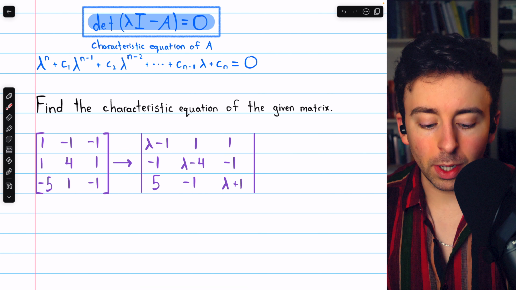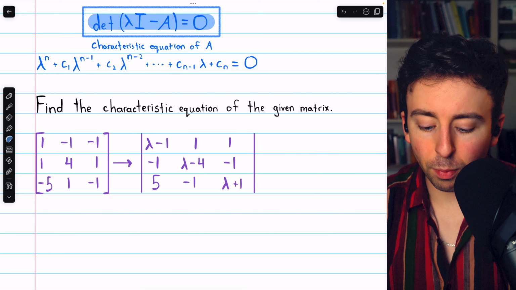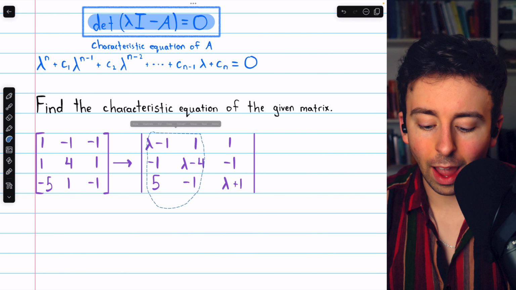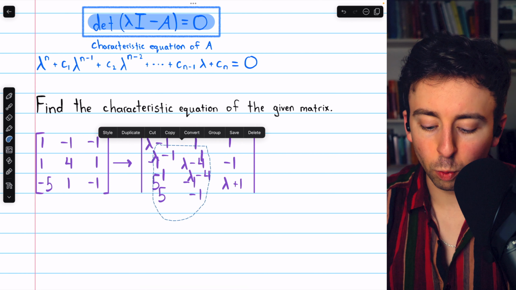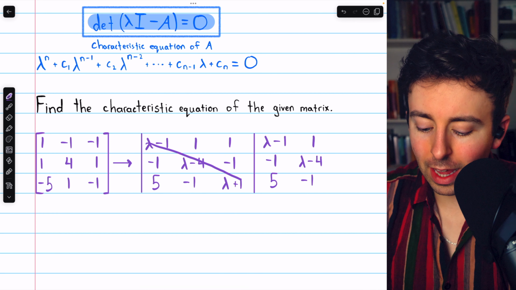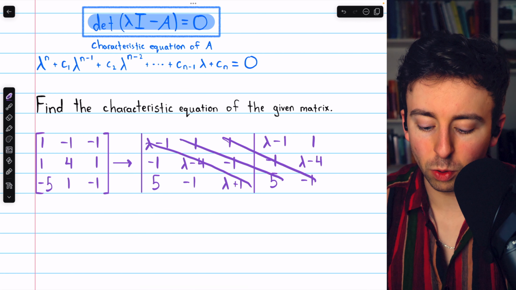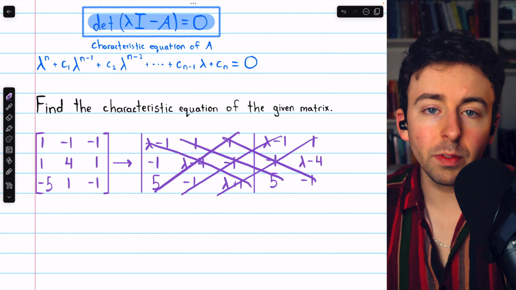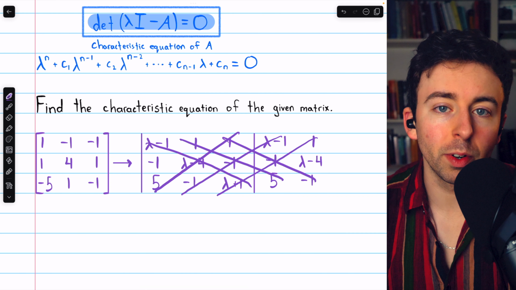Now, to take the determinant of this 3 by 3 matrix, it's probably easiest to use the diagonal trick. So we rewrite the first two columns to the right of this matrix, and then we can use diagonals to calculate the determinant.